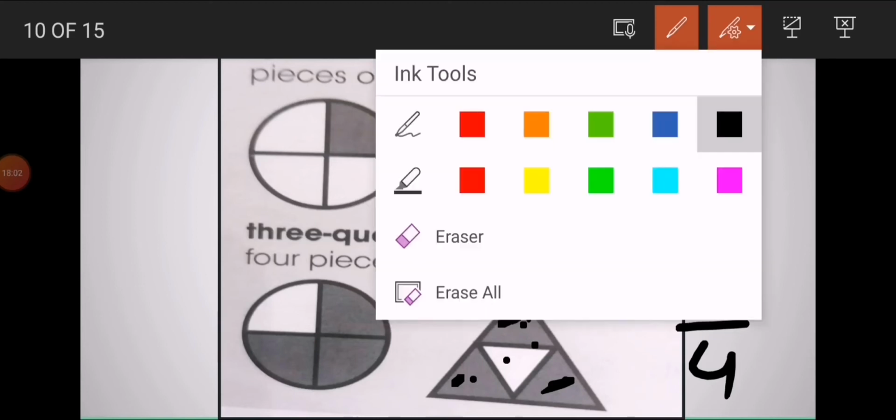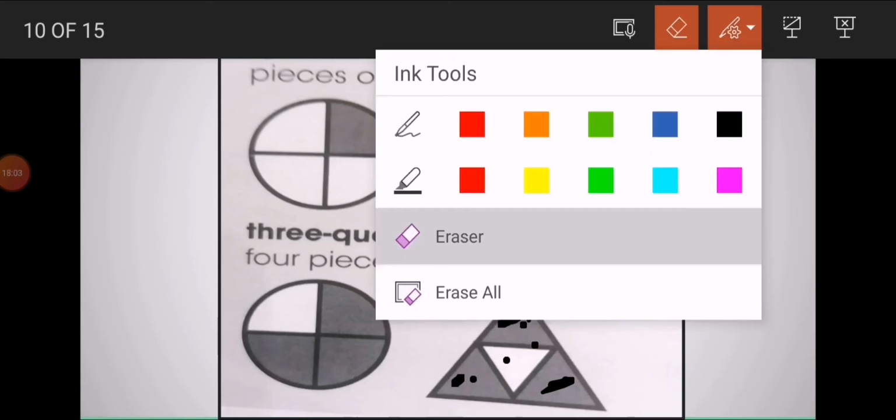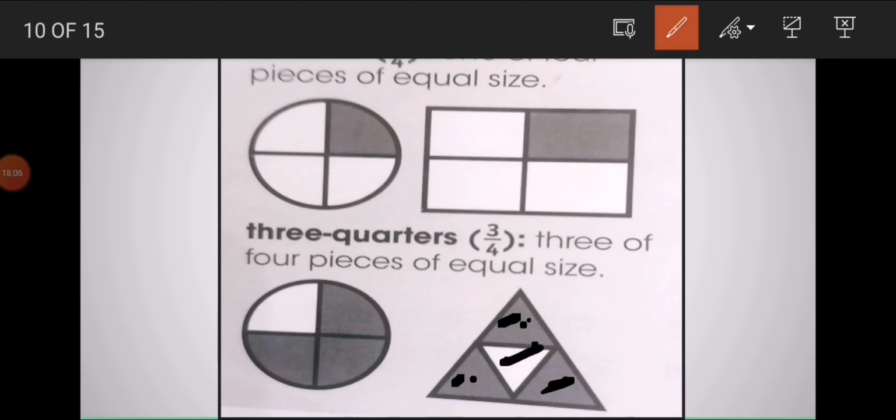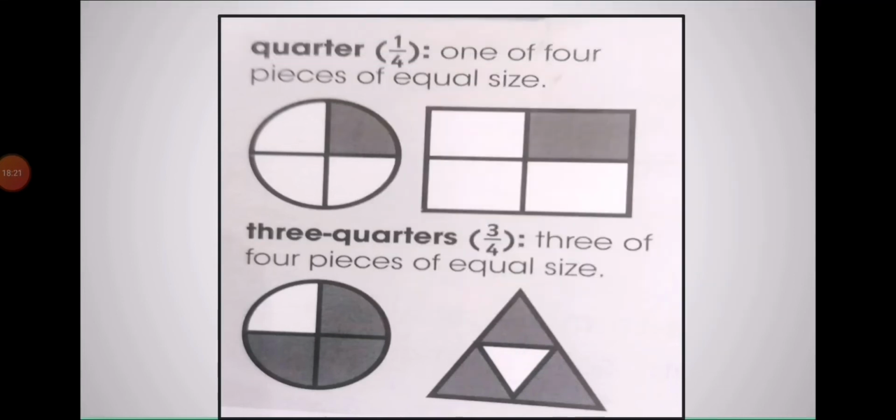And how much is unshaded? So this one triangle is unshaded. 1 out of 4 is unshaded. So the unshaded fraction is 1/4, and 3/4 is the shaded fraction of this whole. I hope I have explained it properly.